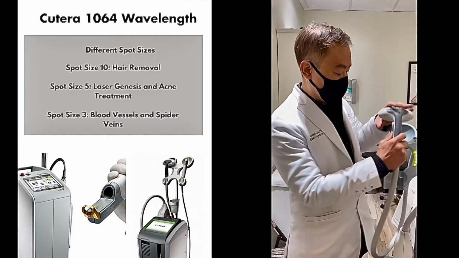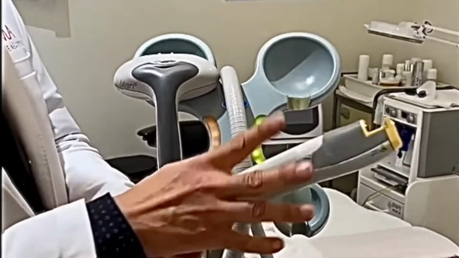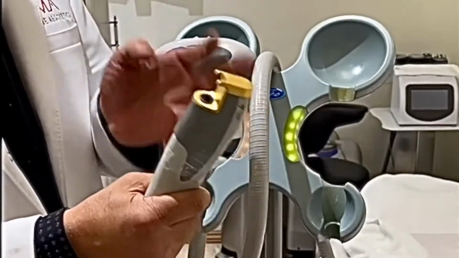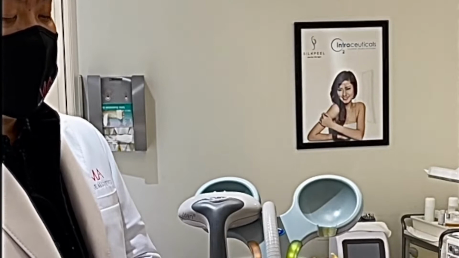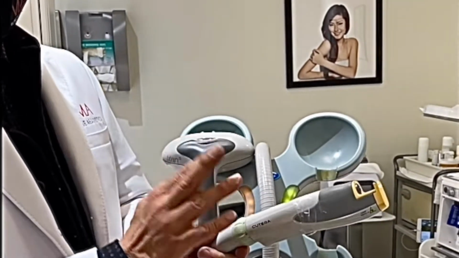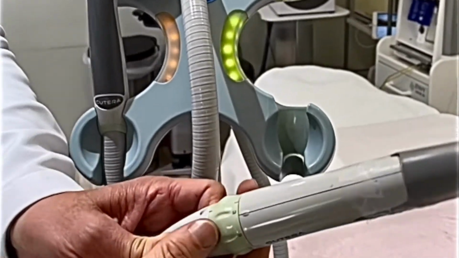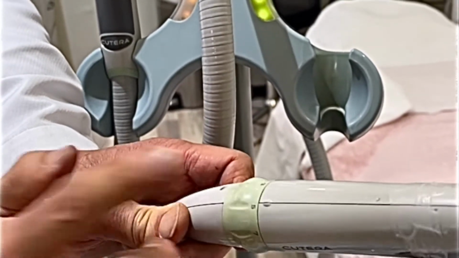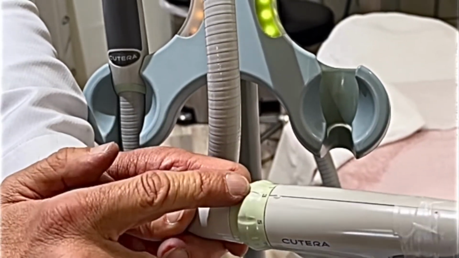So we're talking about laser physics, and starting with this wavelength, this is Cutera and this is the 1064 wavelength. So it's for hair removal. It does rejuvenation. So does the spider vein. It targets hemoglobin, targets melanin, and it has different spot sizes: 3, 5, 7, and 10. 10 for hair removal, 5 for laser genesis, 3 for blood vessels, spider veins, capillaries.